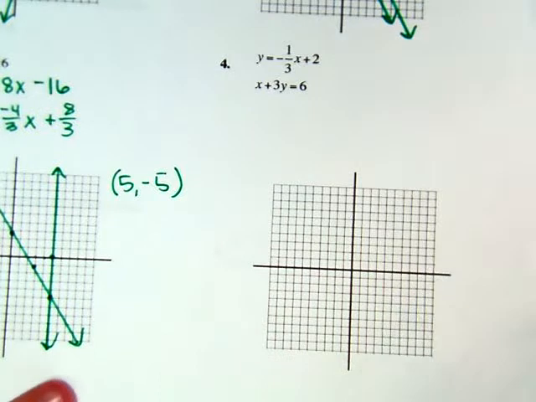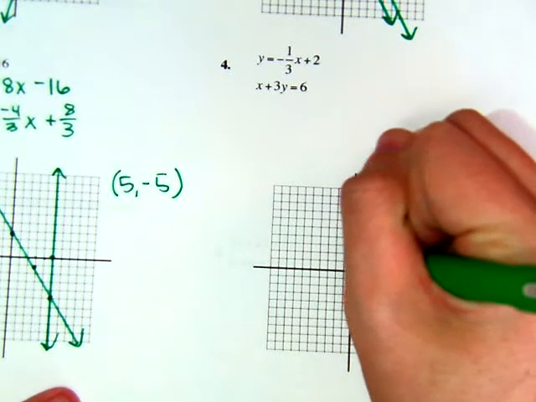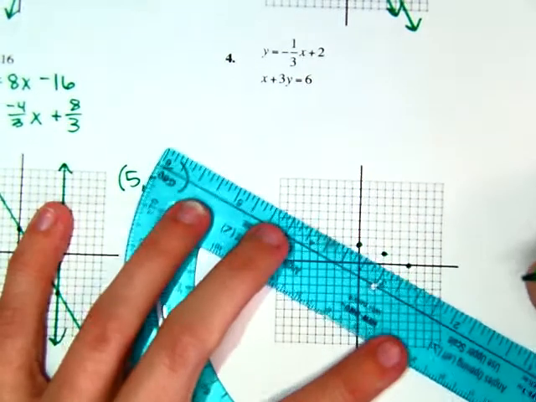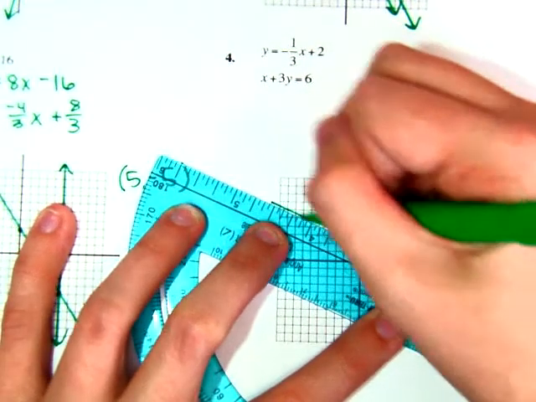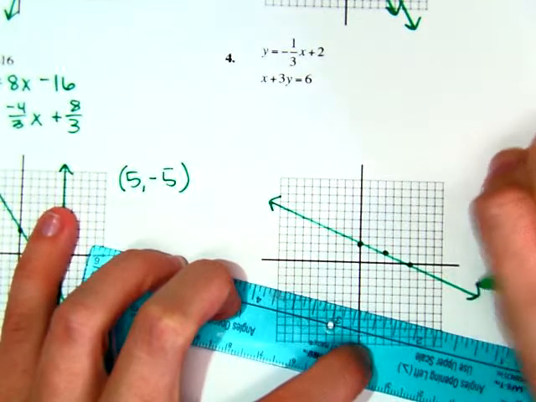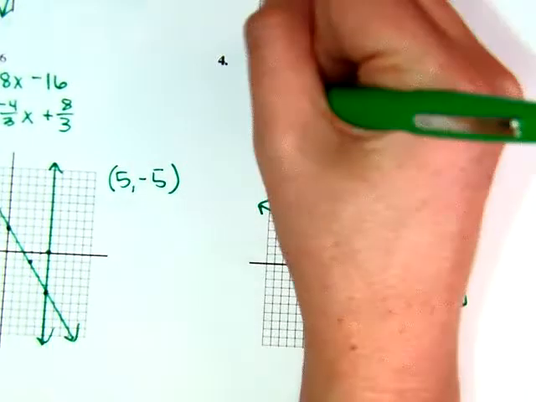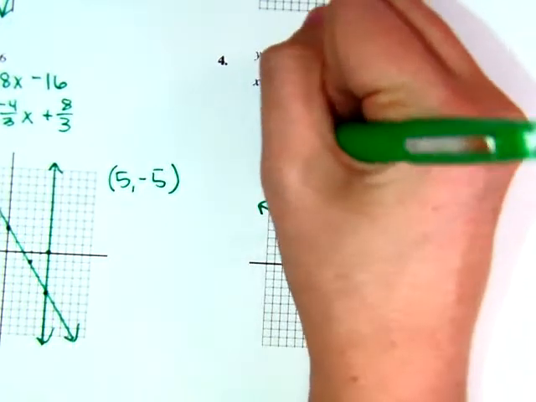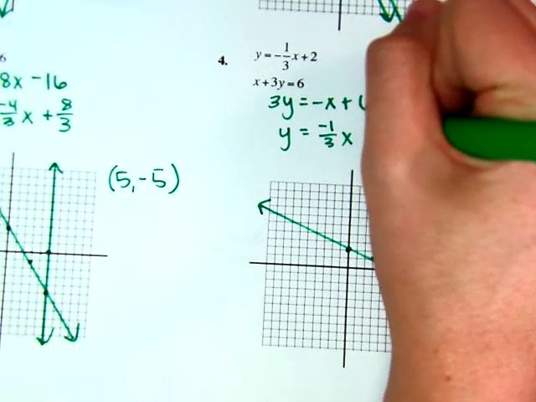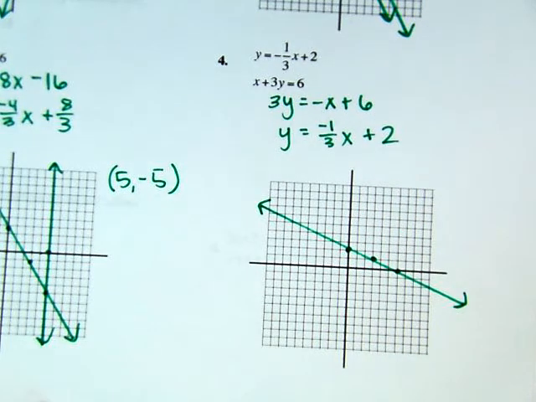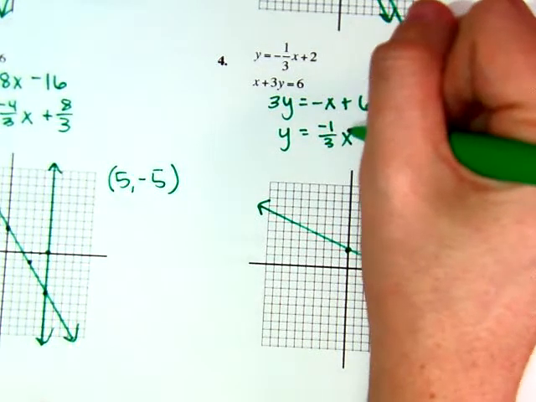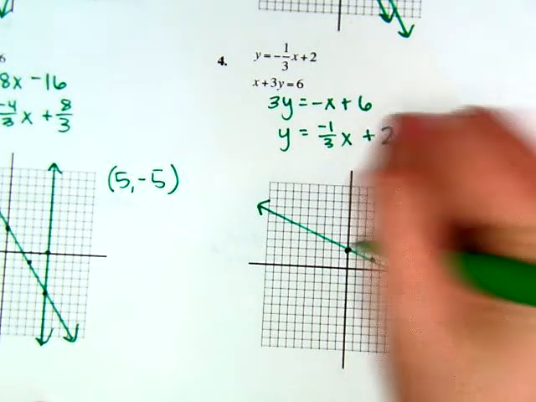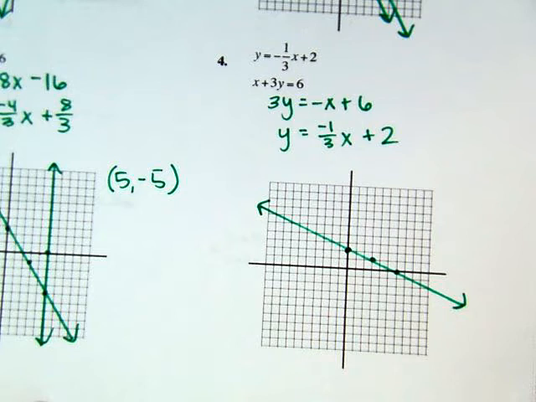Okay, one more. Start with the first one, plus 2. And my slope is down 1 over 3. Down 1 over 3. Make my line. And my other one, I need to solve for y. So I have 3y equals -x plus 6. Subtracted that x over. And divide by 3, -1/3 x plus 2. So I start at plus 2. And it's literally the exact same line.